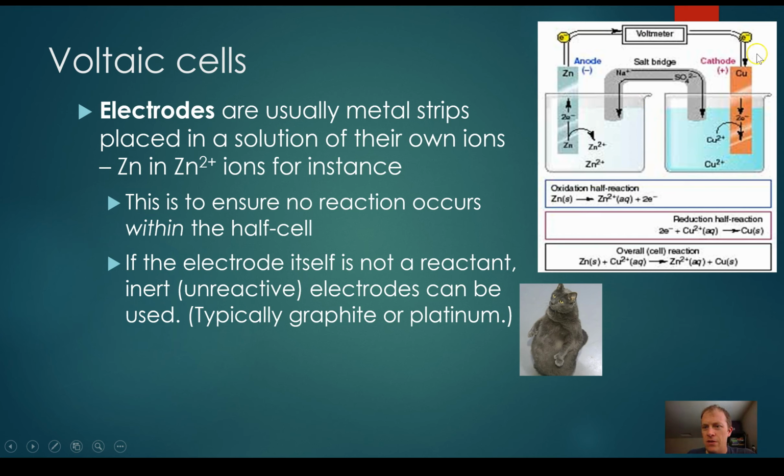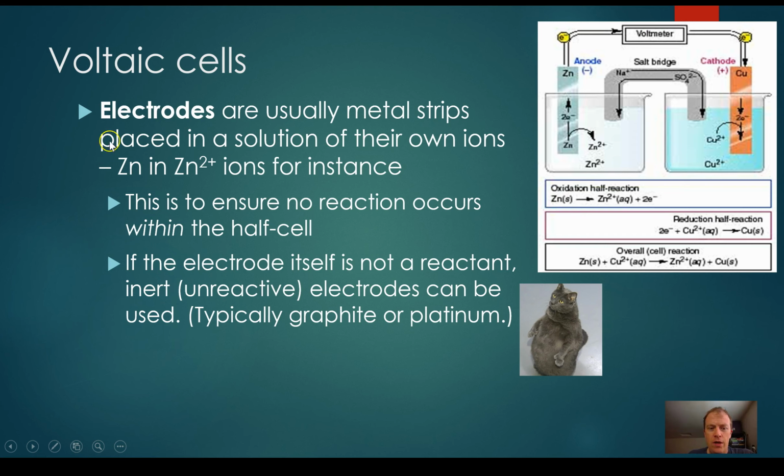We want these electrons to go over this wire and go over here. We don't want any electron redox happening in this thing. We don't want any precipitates forming or anything like that. So the best way to ensure that a metal is not going to react is if it's in a solution of its own ions, that it's not going to react with those.